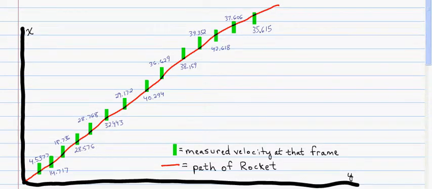Welcome. To find the initial velocity of the rocket when it was launched, what we did is measure the velocity at points along its path, and that's what these green little rectangles represent. Each little rectangle represents how fast the rocket was traveling in miles per hour at that particular frame, and we went frame by frame and took the measurement at the tip of the rocket at each point, and that's what all these numbers represent.